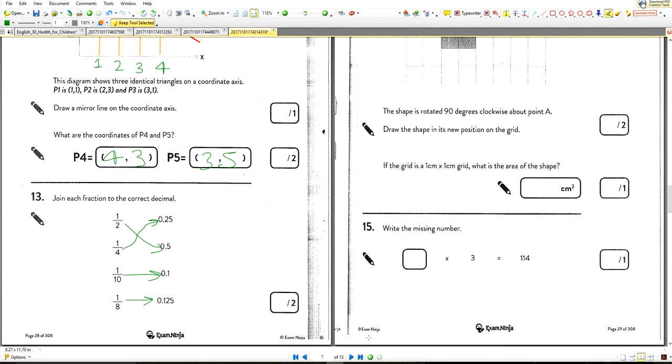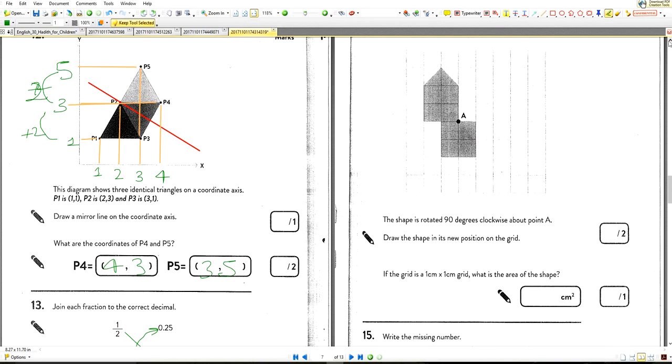So in order for us to get 2 marks for this question in the exam, we need to get every single line going to the correct decimal. If we get all of them right, we get 2 marks. If we get one wrong, we'll get 1 mark. And if we get more than one mistake, then we get no marks at all. Okay, let's move on. So question number 14.